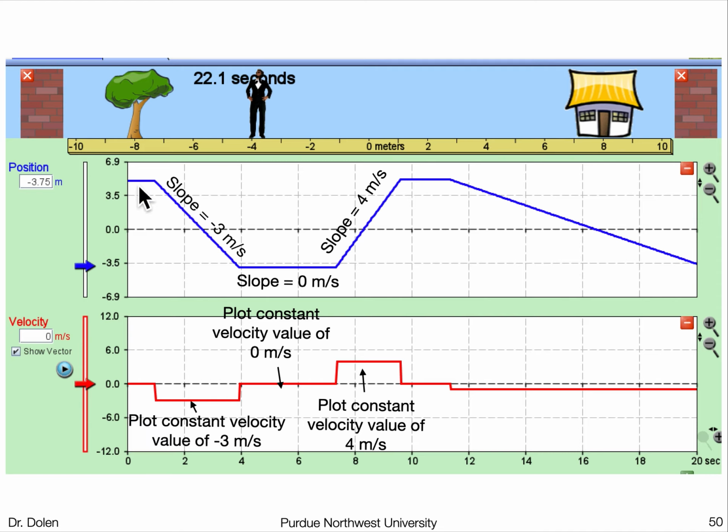During this time period, right, I have negative slope. In fact, you can calculate it's about negative 3 meters per second. So I would plot on my velocity versus time graph a constant negative 3 meters per second of velocity, right? Because I have negative slope here, that corresponds to a negative velocity. It's constant slope, so it's a constant velocity. All right, so we're going to get a lot more experience with interpreting and drawing these motion graphs.